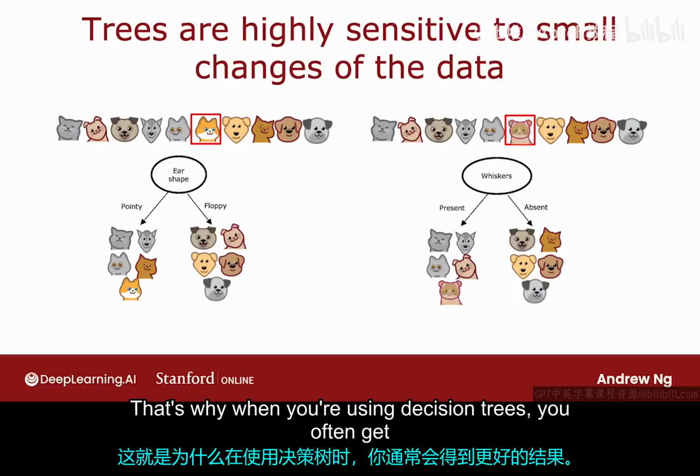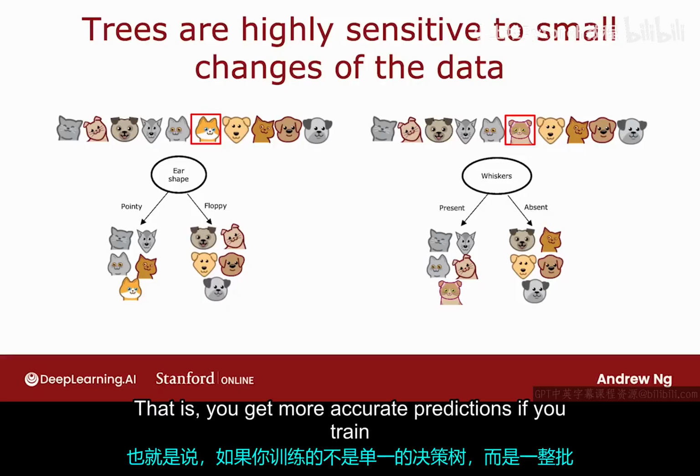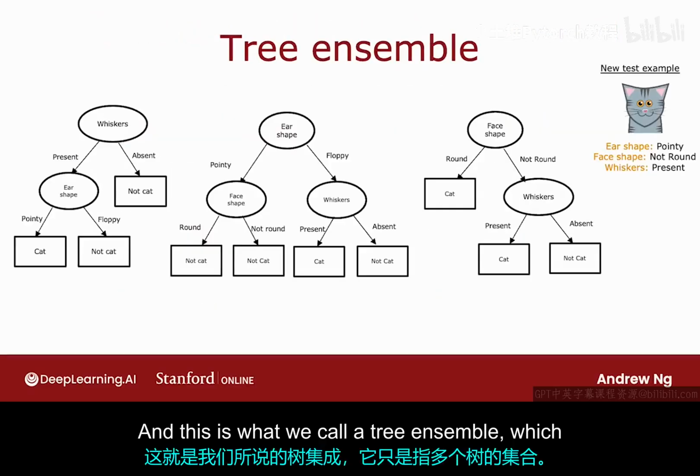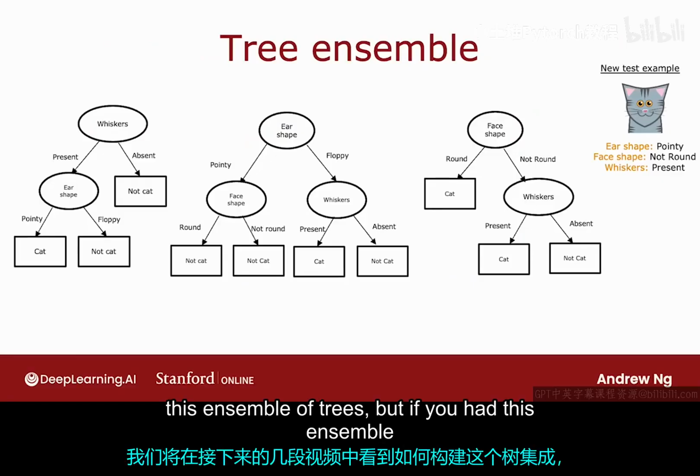That's why when you're using decision trees, you often get a much better result. That is, you get more accurate predictions if you train not just a single decision tree, but a whole bunch of different decision trees. And this is what we call a tree ensemble, which just means a collection of multiple trees. We'll see in the next few videos how to construct this ensemble of trees.